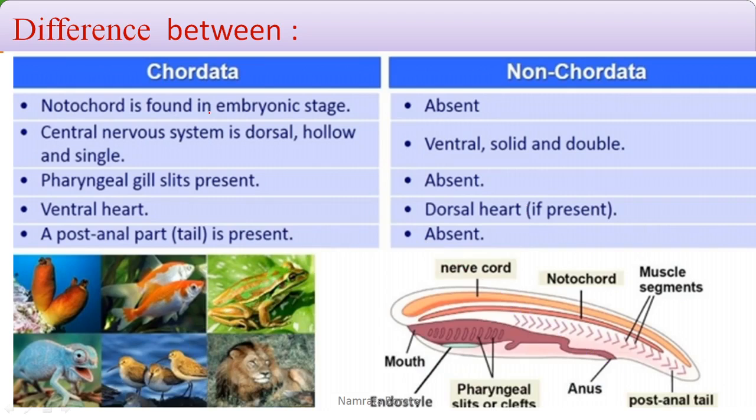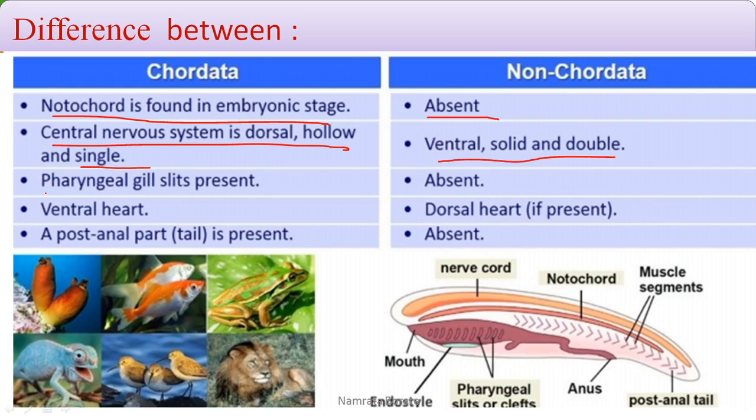Next, the characteristic differences between chordates and non-chordates. In chordates, the notochord is found in the embryonic stage, but in non-chordates the notochord is absent. Second, the central nervous system is dorsal, hollow and single in chordates, but in non-chordates it is ventral, solid and double.